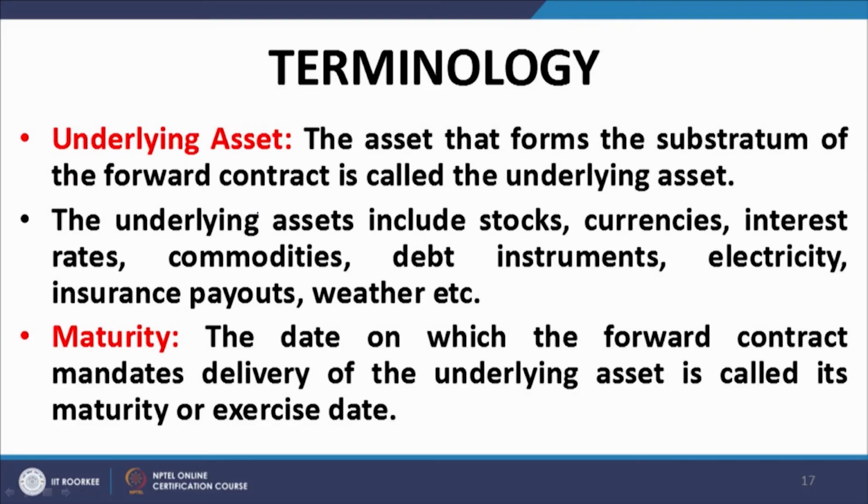Maturity: the date on which the forward contract mandates delivery of the underlying asset is called the maturity or the exercise date. So, the date of settlement of the forward contract is the maturity date, but please note this fundamental point: the date of settlement is not ambiguous, it is agreed upon at t equal to 0.